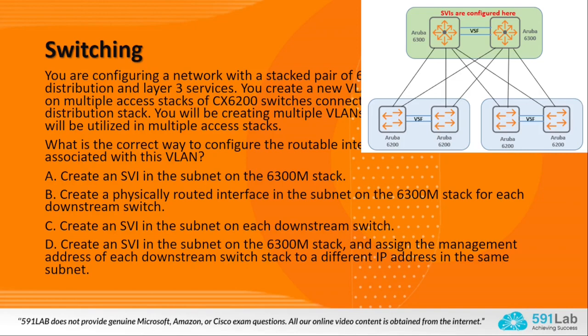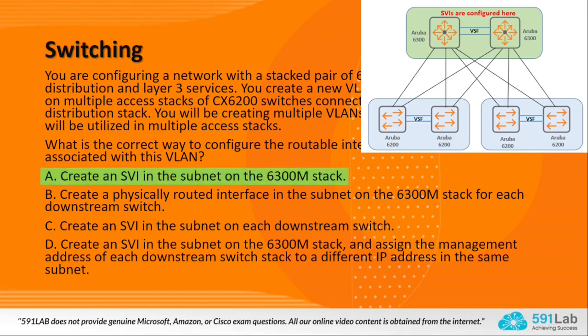Option D, create an SVI in the subnet on the 6300M stack and assign the management address of each downstream switch to stack to a different IP address in the same subnet. Option D is not correct because there is no requirement to define management IPs for downstream switches. So correct answer is option A.